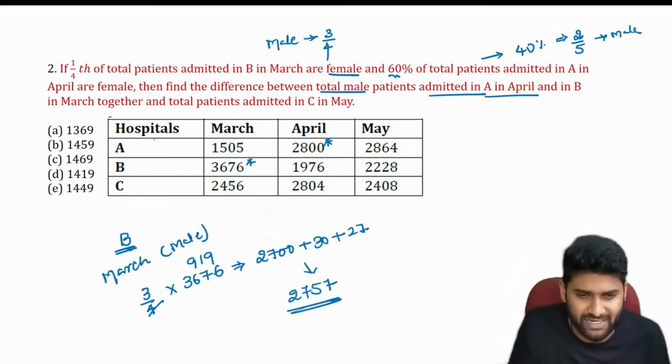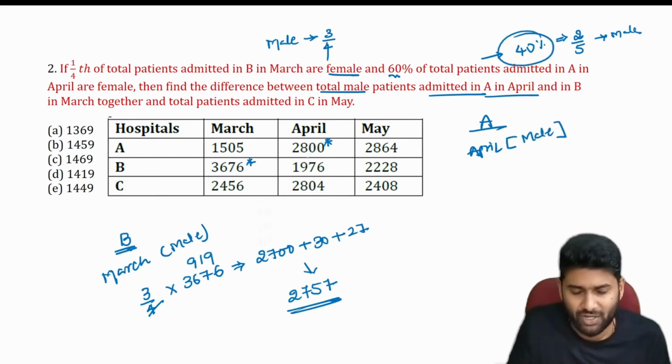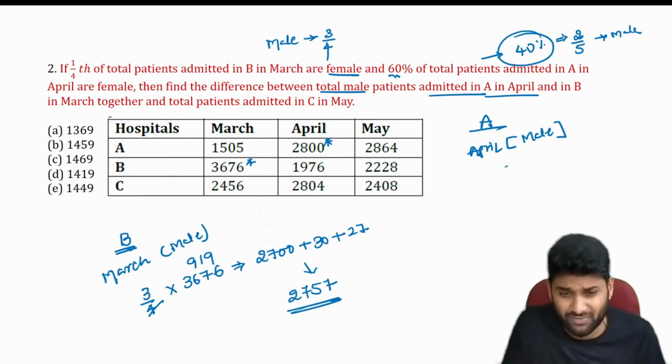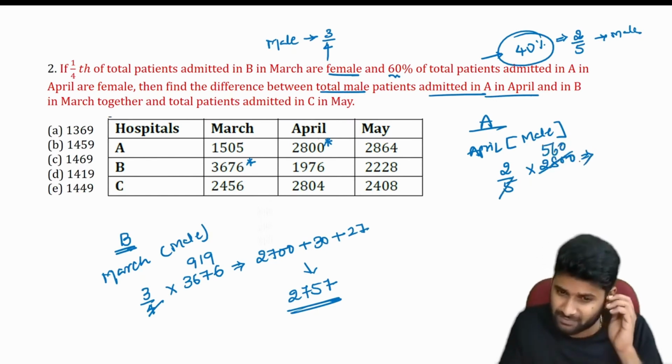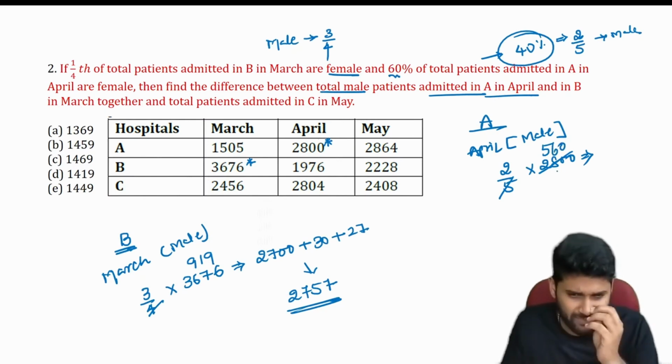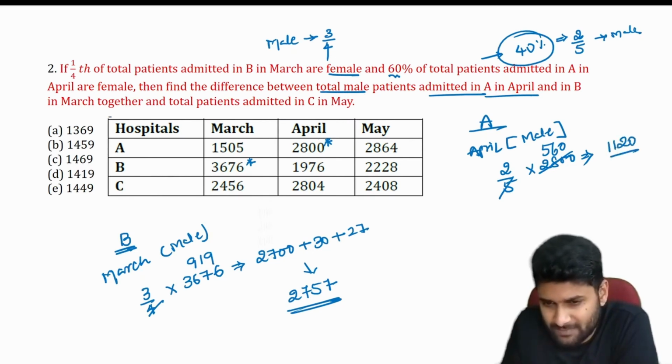Now in the same way you should identify April. Here you should identify the male persons. It's exactly equal to 40%, right? Now you already know that 2/5 of 2800 is exactly equal to 560. 560 multiplied by 5 is exactly equal to 2800. Now 560 multiplied by 2 is exactly equal to 1120. Now you will get this value.